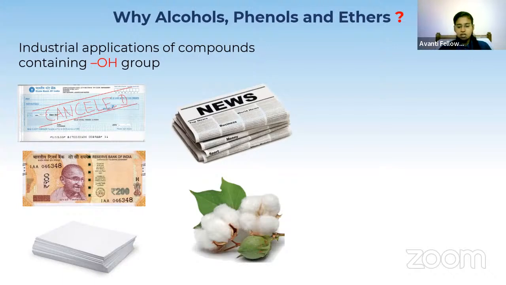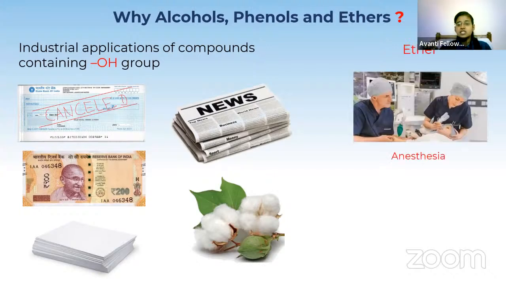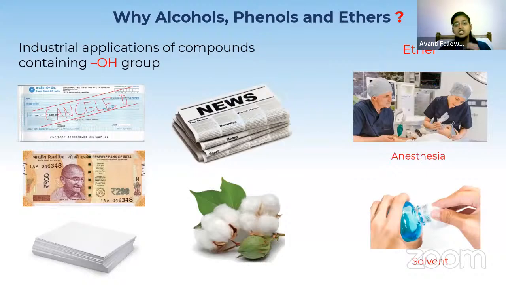Got it? Coming to ether, ether is present in the medicine which is given for anesthesia. So ether is a good anesthetic agent. Ether is also used as a solvent, like in nail polish remover and paint remover, where ether is one of the components present in that solvent. Because of these applications, we are learning about these 3 compounds. All right. Shall we go into the lesson now?